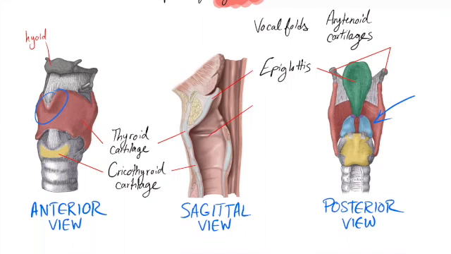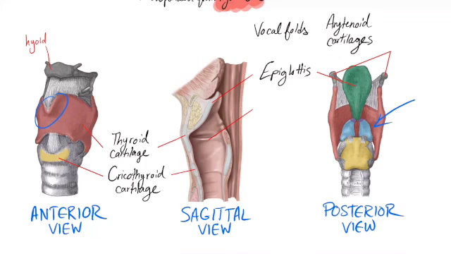The vocal ligaments, essentially the vocal cords that are going to open and close that rima glottidis, are actually going to be covered in a layer of mucosa. And whenever that happens, they're referred to as the vocal folds. And you can see those very well here in the sagittal view, those really distinct folds there.